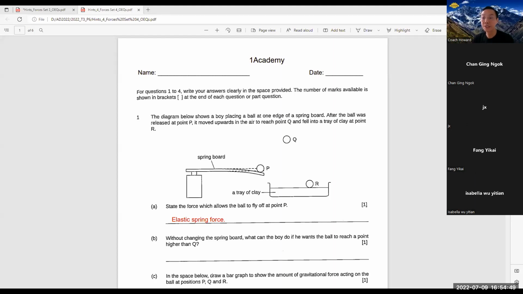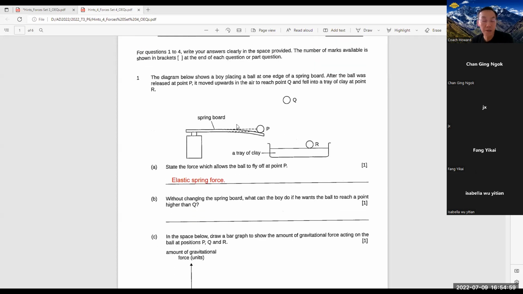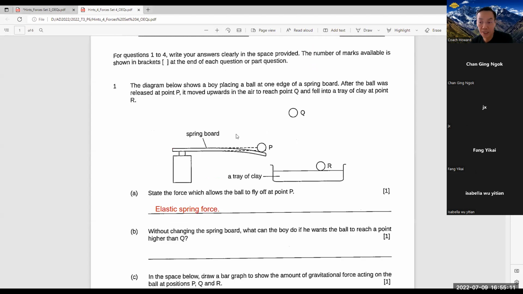Okay, let's continue this question. Okay, so you notice this is a springboard, right? You know how the springboard works. So in the swimming event or sports event, they have this 1 meter springboard dive. You can watch the video, or if later you have time, I will show you the springboard dive.